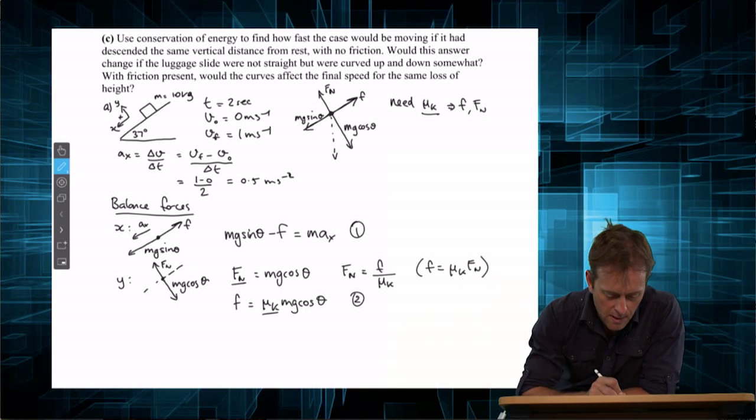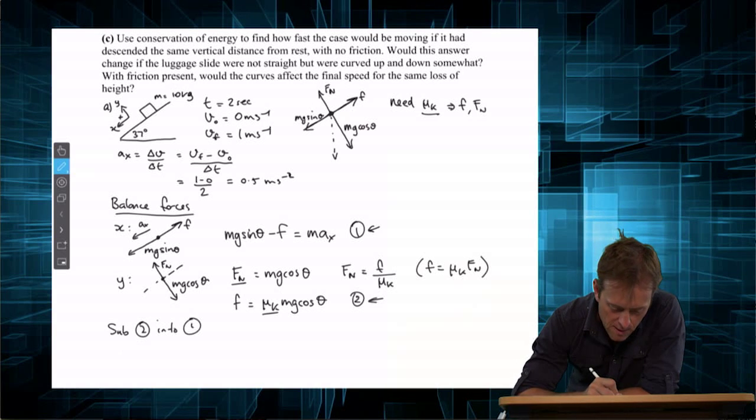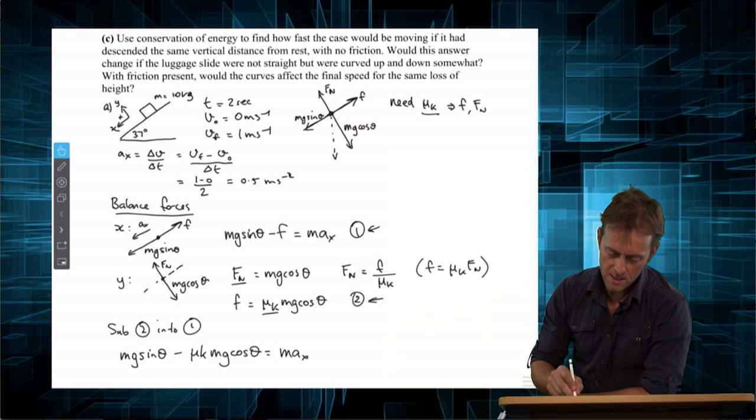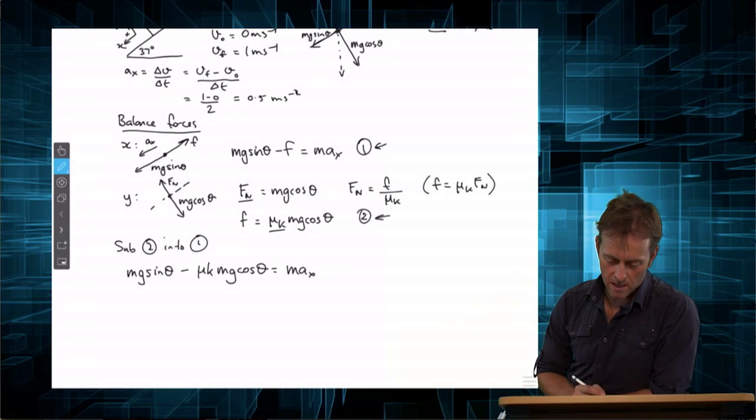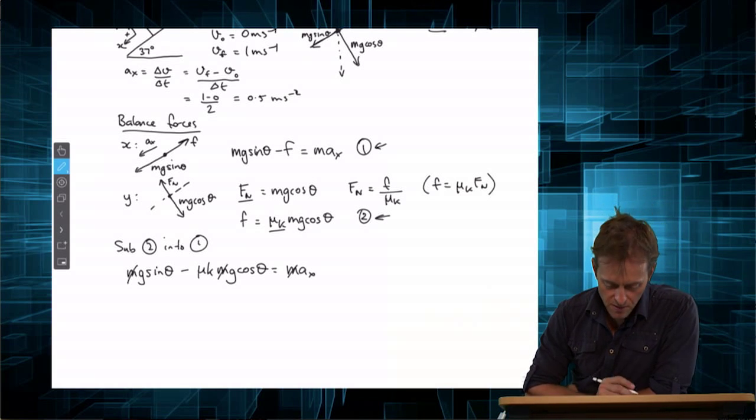Now we can substitute 2 into 1. So we just take this expression and plug it back in here for f, and we get a new expression, which is mg sine theta minus mu k mg cos theta equals max. Some more space. So we need to solve for mu k here, so we have to muck around with some algebra. The m's will cancel, that's nice. We'll get rid of those.